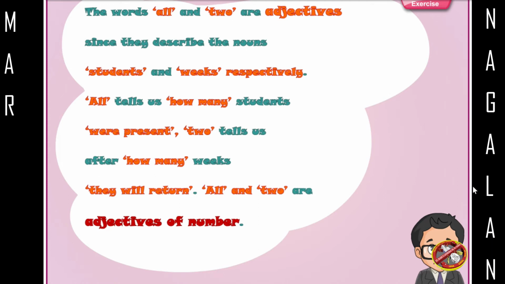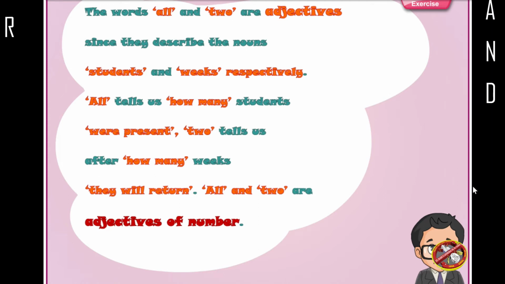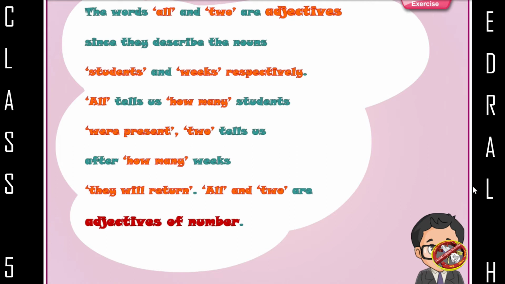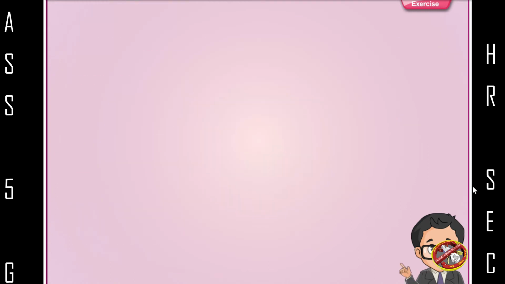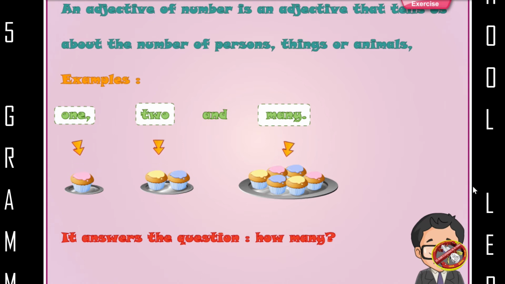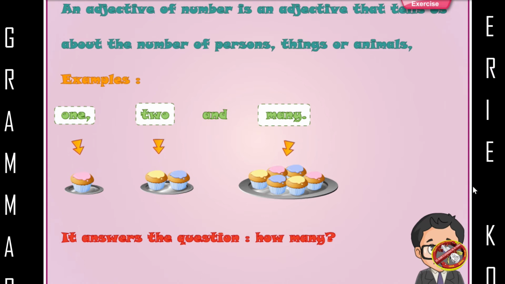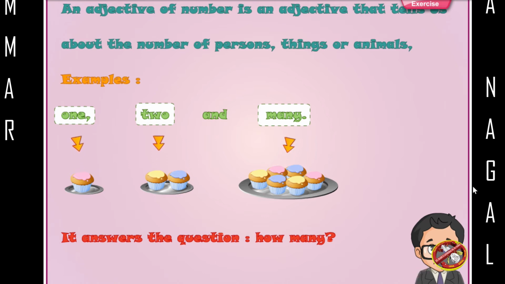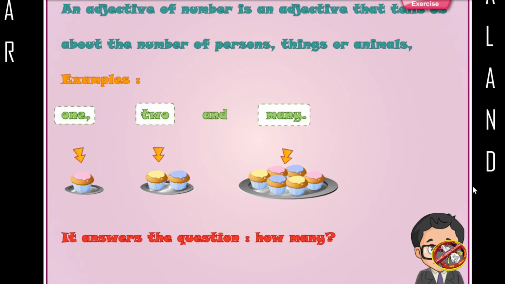All tells us how many students were present. 2 tells us after how many weeks they will return. All and 2 are adjectives of number. An adjective of number is an adjective that tells us about the number of persons, things or animals. Examples, 1, 2 and many. It answers the question, how many?